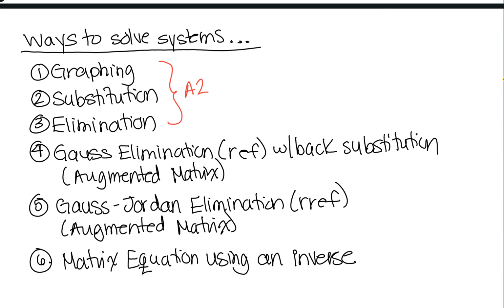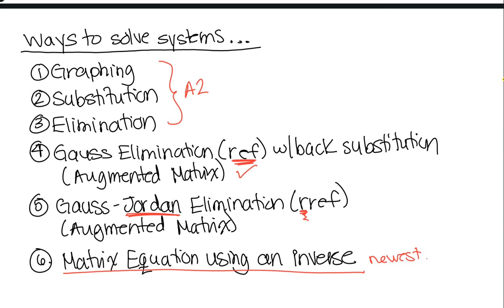So we've already done 4. We can do Gauss elimination with back substitution, which is just row echelon form. You can do that in equation or augmented matrix form. Then we have Gauss-Jordan elimination, which means reduced row echelon form. Again, you can do that in equation format or augmented. And then last, we have this matrix equation using an inverse. So this is the newest one, and this is what we're going to do in this last example.